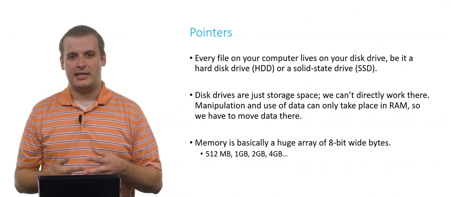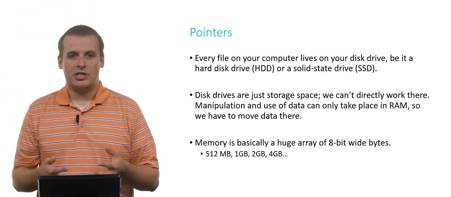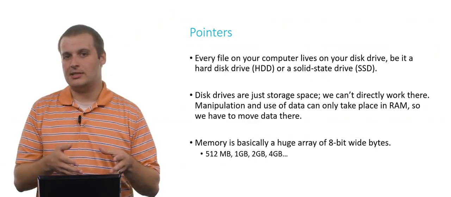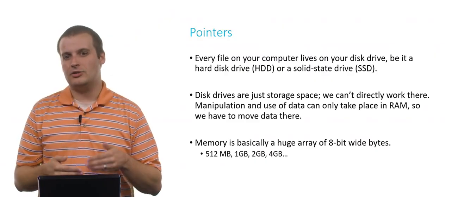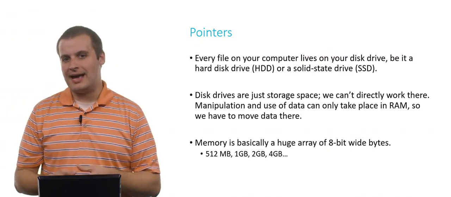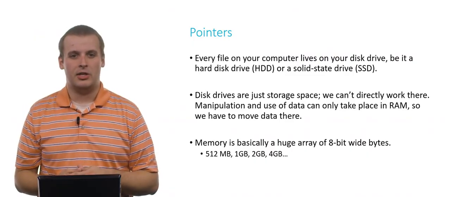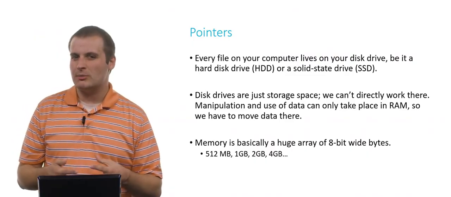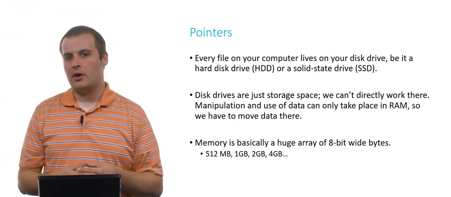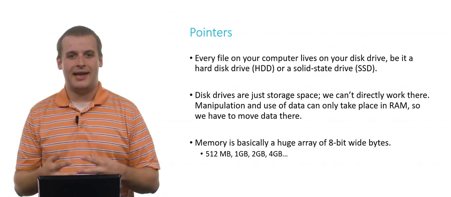But disk drives, like a hard disk drive, an HDD, or a solid-state drive, an SSD, are just storage space. We can't actually do anything with the data that is in a hard disk or in a solid-state drive. In order to actually change data or move it around, we have to move it to RAM, random access memory. Now, RAM you have a lot less of in your computer. You may have somewhere in the neighborhood of 512 megabytes if you have an older computer, to maybe 2, 4, 8, 16, possibly even a little more gigabytes of RAM. So it's much smaller, but that's where all of the volatile data exists.